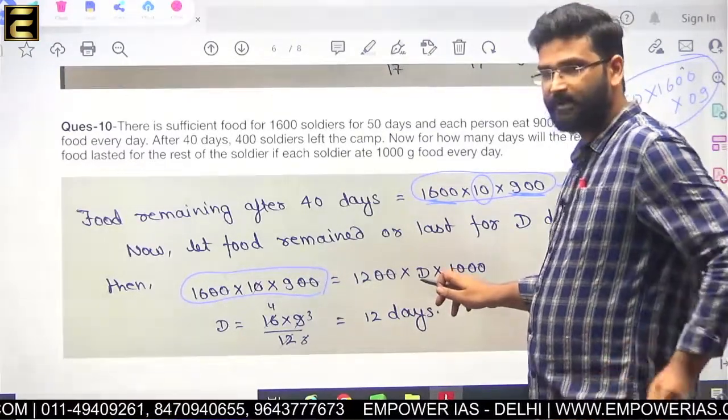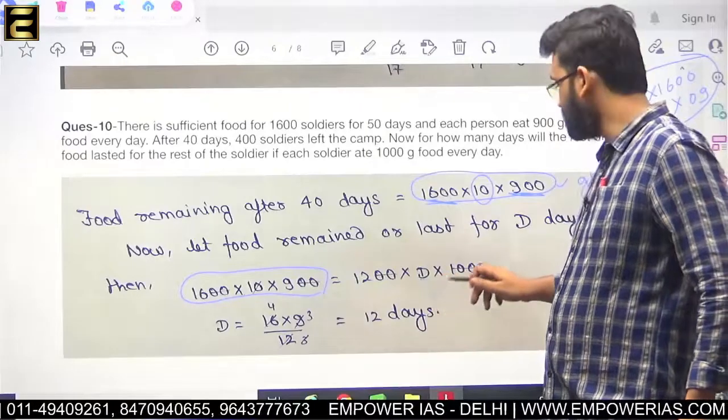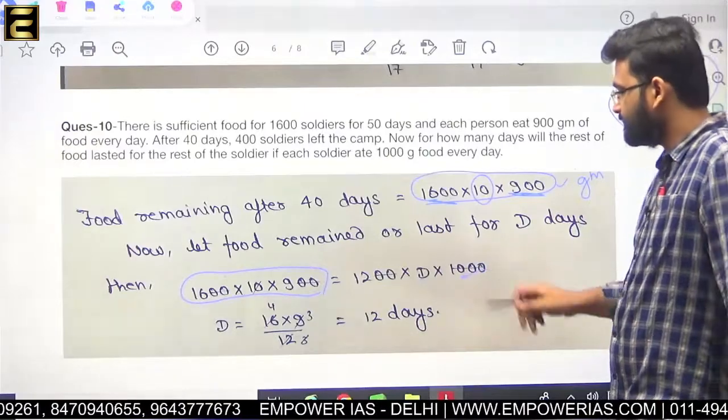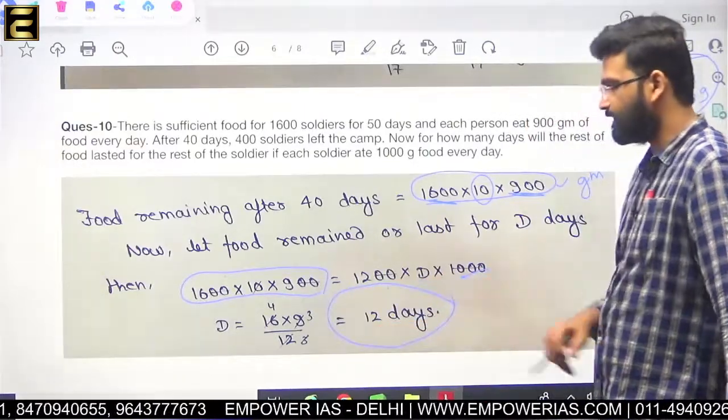For how many days do we have to calculate? When each soldier is consuming 1000 gram instead of 900 gram. So this is equal to this, we have calculated 12 days.